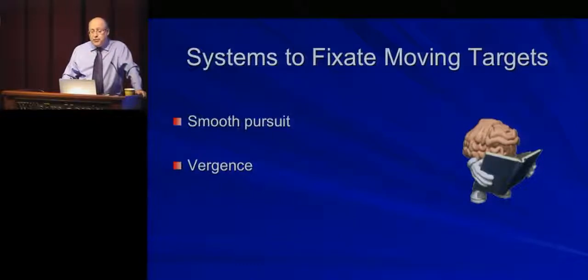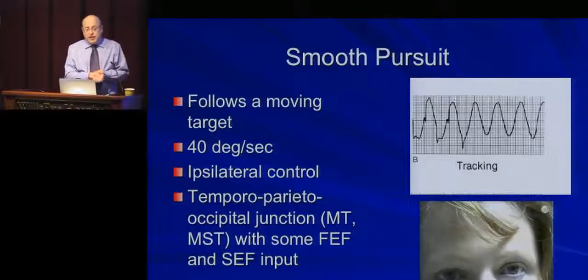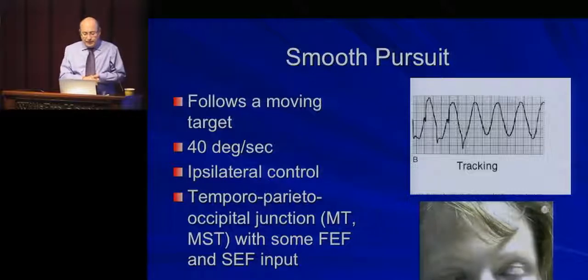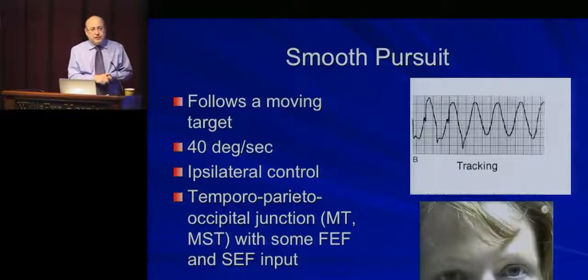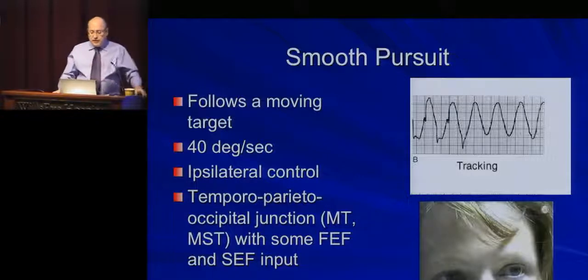What if we want to fixate a moving target? The main thing we have is smooth pursuit, which allows us to follow a moving target up to a certain velocity, up to 40 degrees per second. It's ipsilateral control, so it comes from the ipsilateral parieto-temporo-occipital junction, and it goes down to the pons for horizontal movements and allows us to look towards that direction. And it has some input from the frontal eye field and the supplementary eye fields, which are in the frontal lobe.